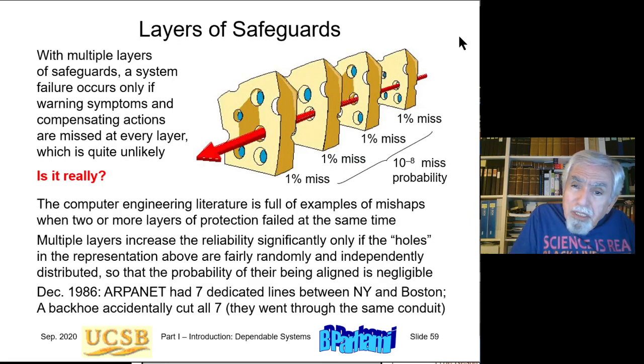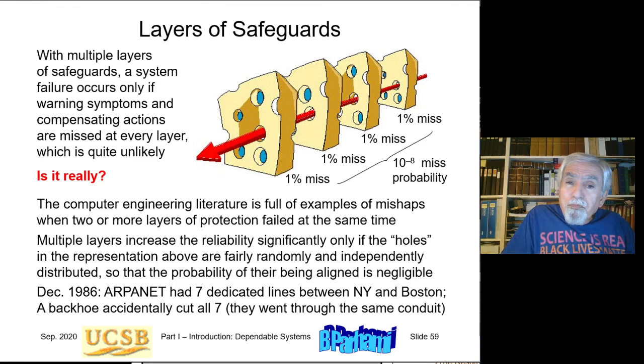The next notion that I want to discuss is this concept of layers of safeguard. There are some misconceptions about these layers of safeguards. That's why I discussed this in some detail. Now imagine that you want to make a bulletproof vest using some type of sturdy fabric in multiple layers.